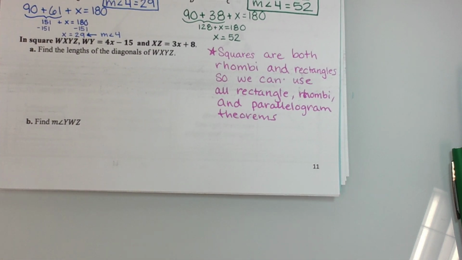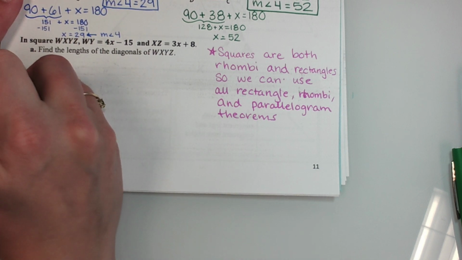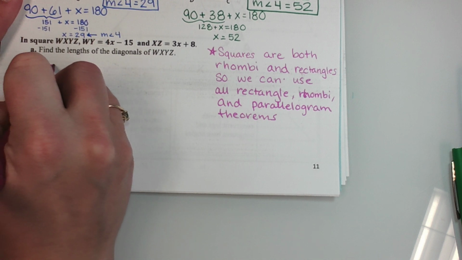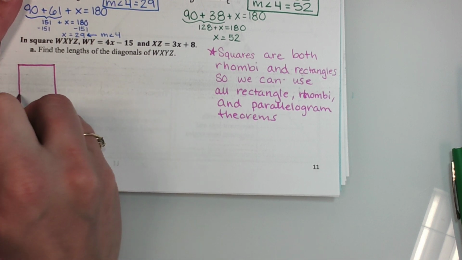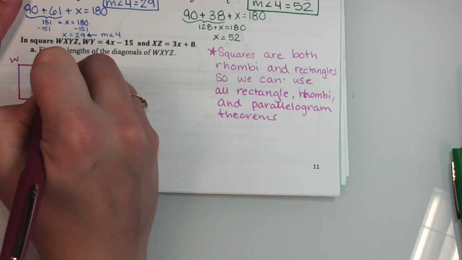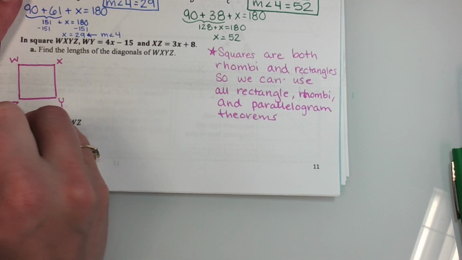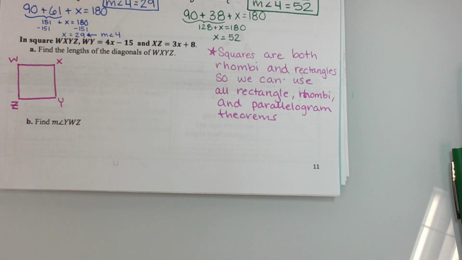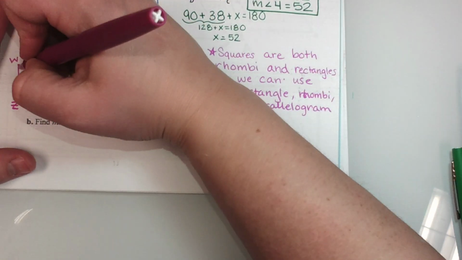Okay. In square WXYZ, the first thing I recommend you do is make sure you know what that picture looks like. Y'all know what squares look like. W, X, Y, Z. I'm given WY. Where is WY on this shape? Goes across. What's that thing called when it goes from corner to corner, not right next to it? WY is a diagonal.